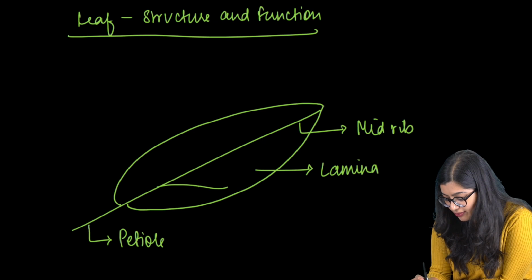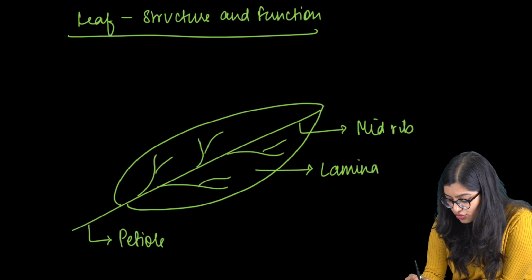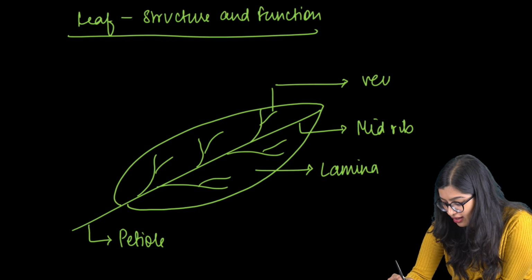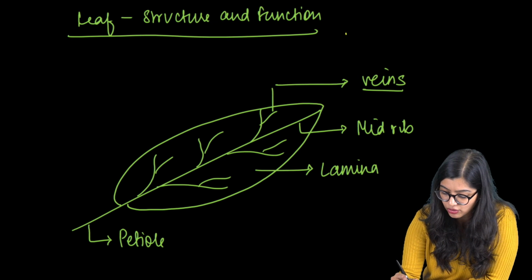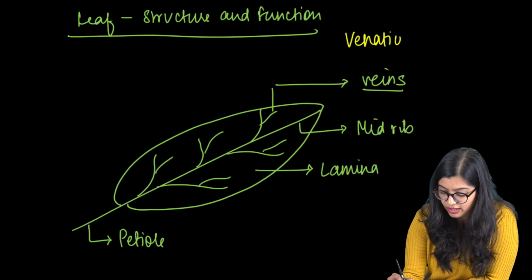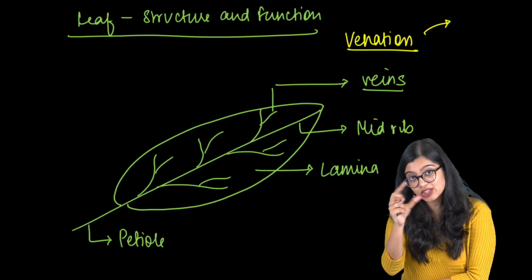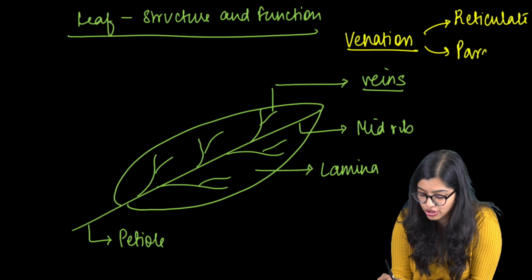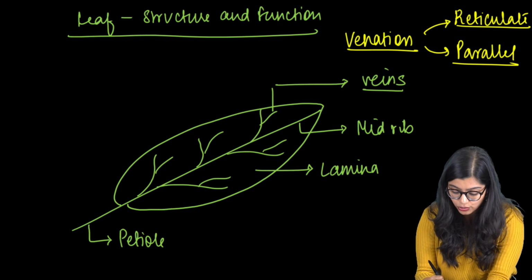And from the midrib, there are many lines or channels. I'm just drawing a simple one. The many lines that we observe here are called veins. The arrangement of veins is called venation. Based on the arrangement of veins, we have reticulate venation and parallel venation, and we learnt what they are and how they are related to the root system.